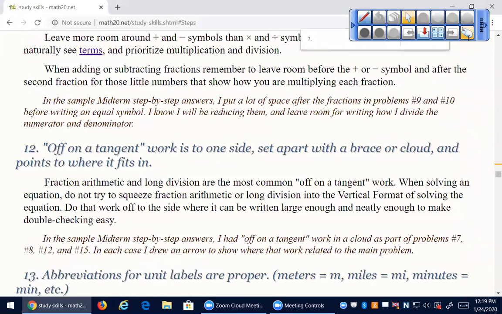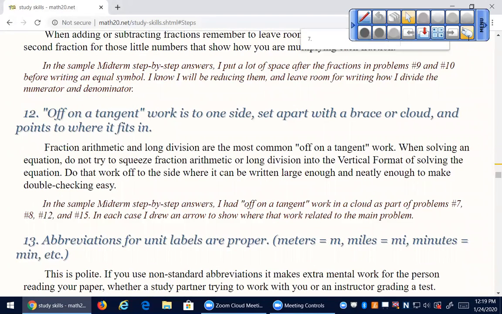Off on a tangent work is off to the side. So if you're in the middle of doing a problem and going down nice steps and suddenly you need to do some long division or multiply some fractions or something like that, then don't try and squeeze it into your flow of thought, the steps with the equal signs. Do it off to the side and then put it back where you need it.